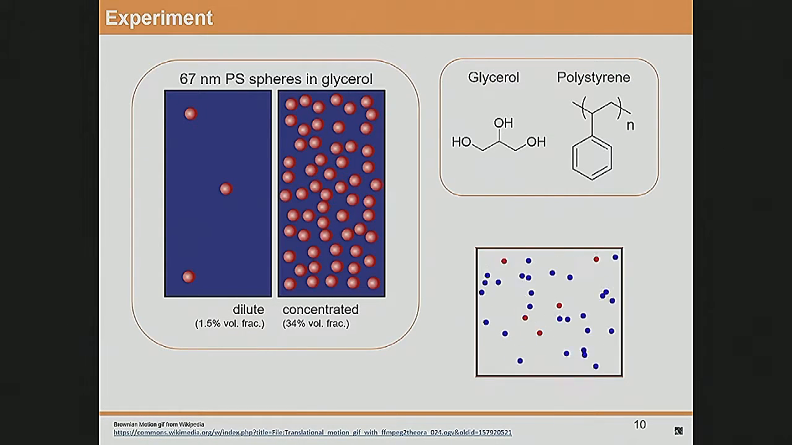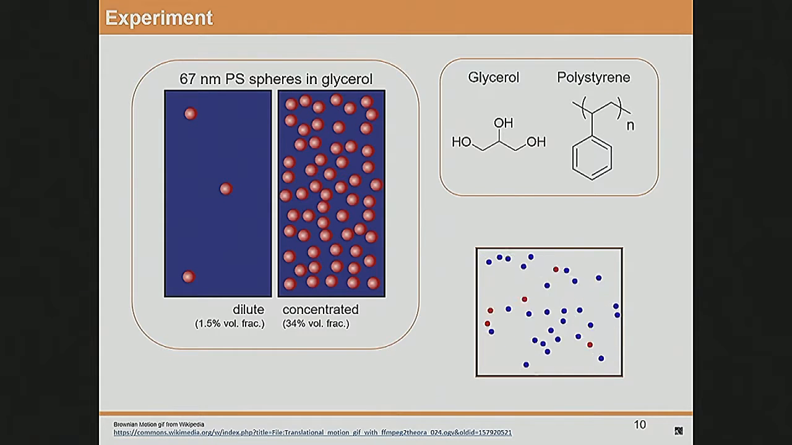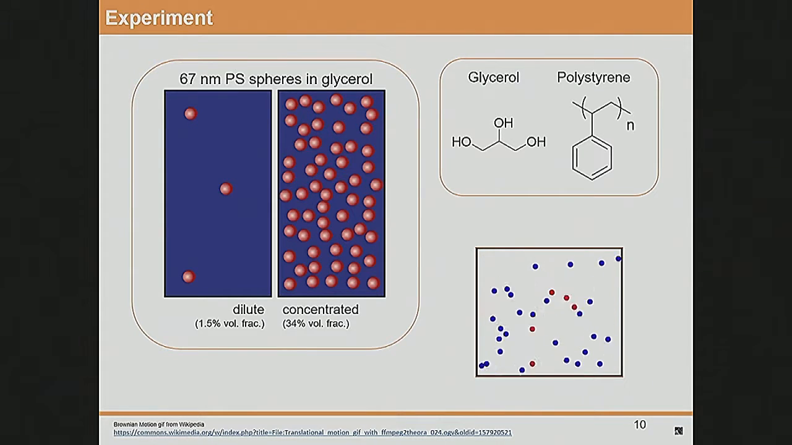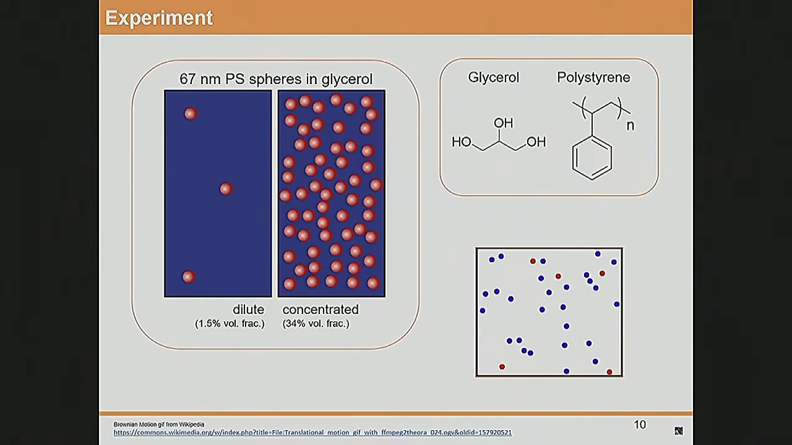So the samples that we used were polystyrene spheres in glycerol. We wanted to study how the spheres behave in solution given the interactions between them. We have 2 samples. One is a 1.5% volume fraction. The other one was 34%, so we refer to them as dilute and concentrated. For the chemists in the room, this is glycerol and this is polystyrene. For the physicists in the room, we were measuring Brownian motion. And for the engineers in the room, we have a bunch of balls that are hitting each other.